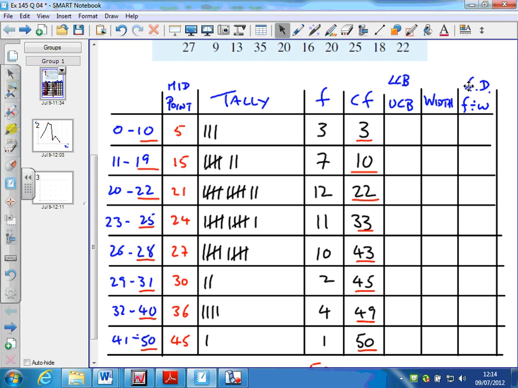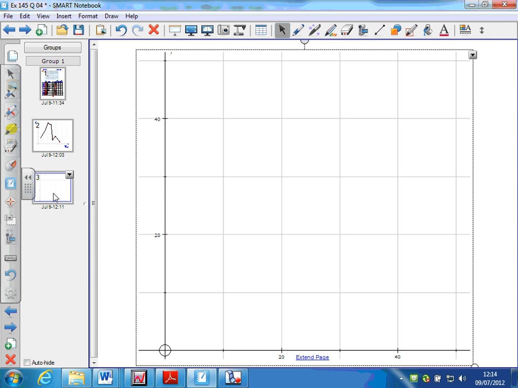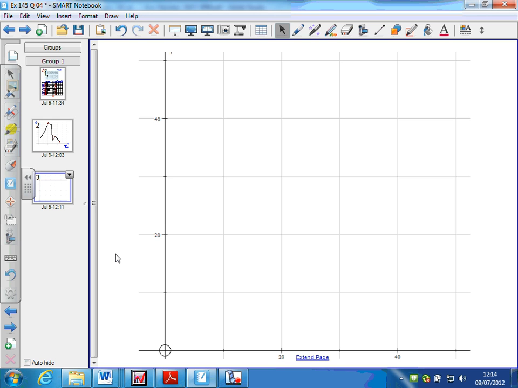Okay, so the first piece of data that's going to go on is I'm going to plot cumulative frequency of 3, which goes up to a maximum of 10 on the x-axis. So I'm going along to 10 on the x-axis and up to a cumulative frequency of 3 on my y-axis. So 3 is about right here. Not a brilliant scale for this.